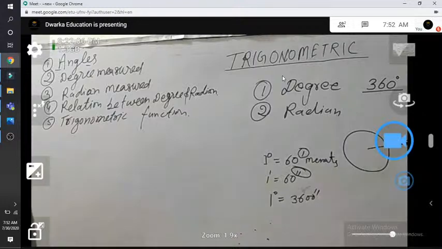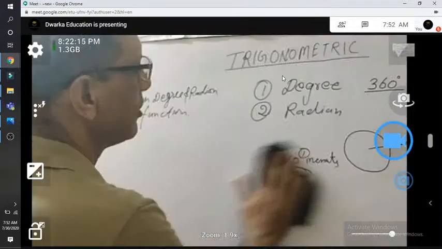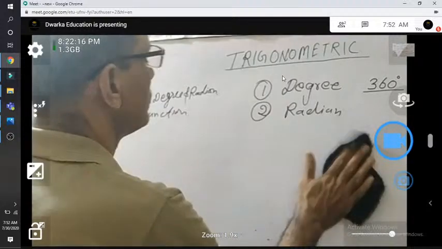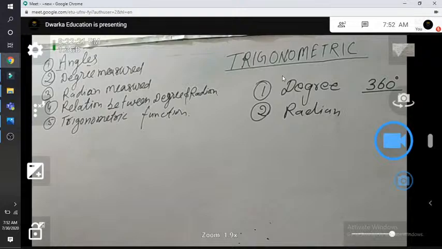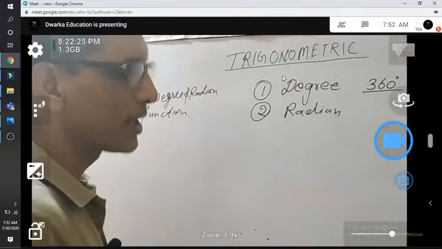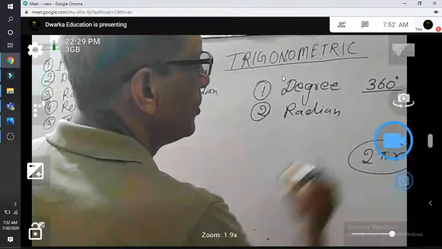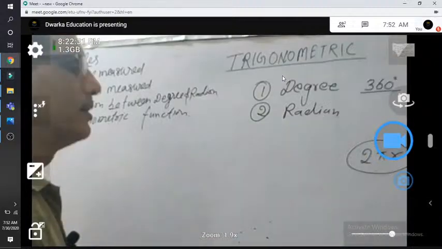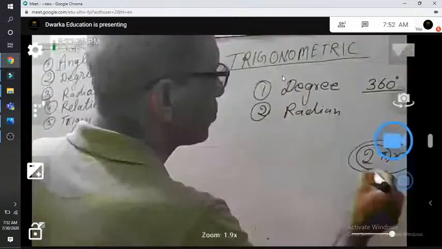Next, we take radian. We know from 5th class that the circumference of the circle is 2 pi r. Circumference means it completes one cycle, 2 pi r.